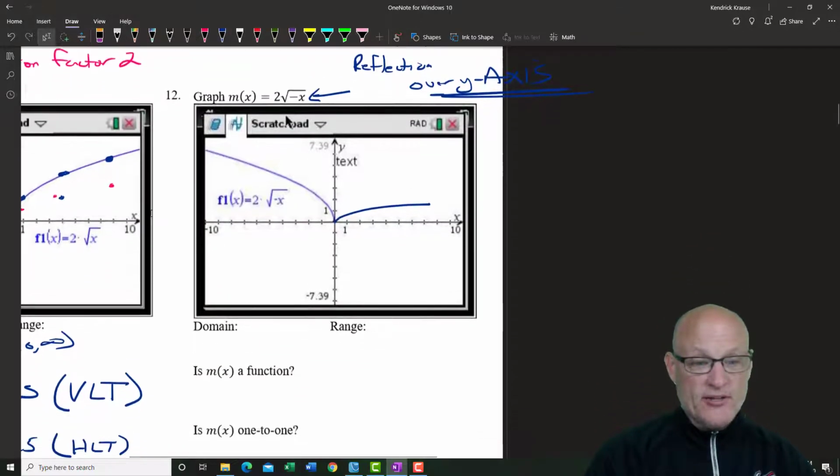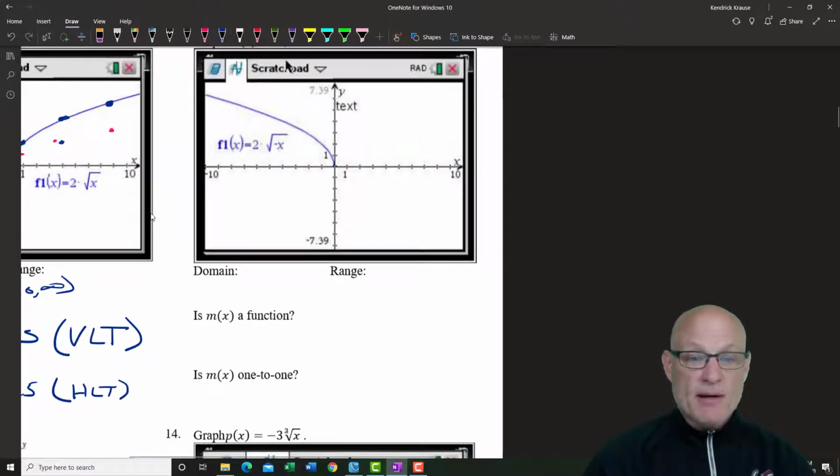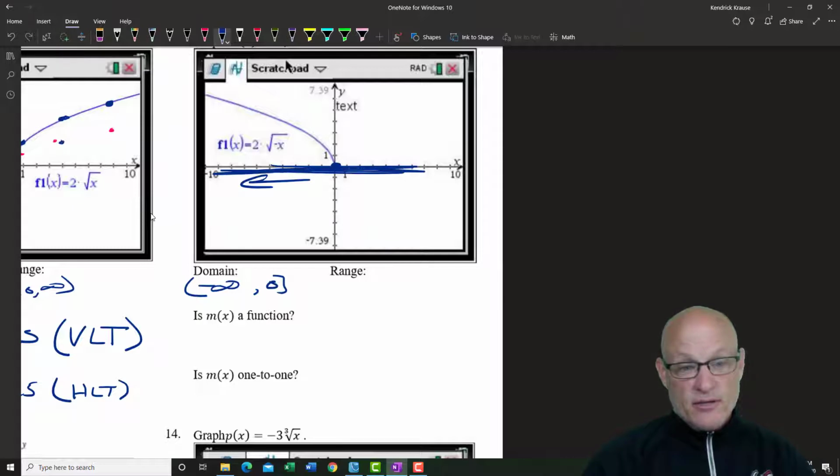So what's the domain on this one? Now this one's going to be a little weird, right? Remember, domain is left and right. Isn't this the rightmost number? So that has to go on the right. What's the leftmost number? Well, that would be negative infinity. Now range, isn't this the lowest number right here? That would be 0. And it goes forever and ever up, so up to infinity.